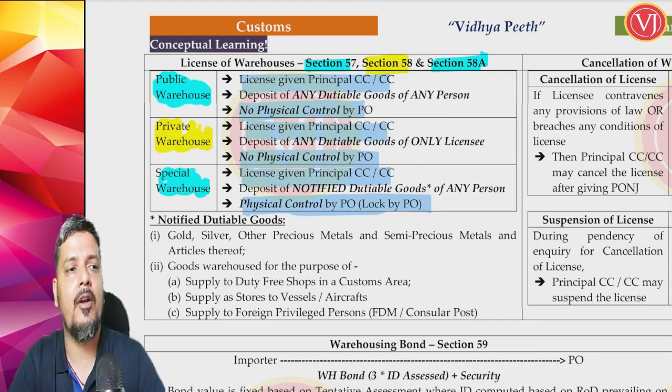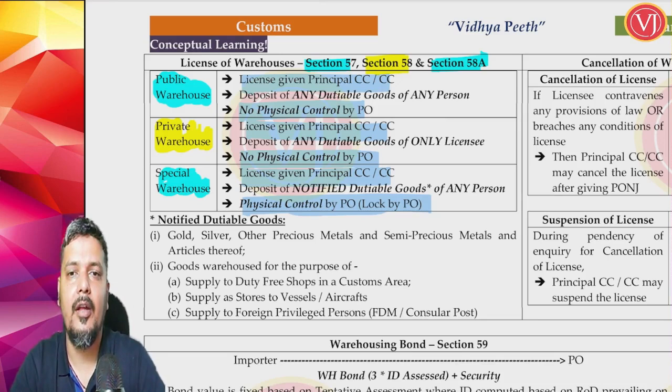And public warehouse, private warehouse are not under customs control. They are under the control of the warehouse keeper himself. Only special warehouse is under customs control. Now, what is the difference between public warehouse, private warehouse and special warehouse?